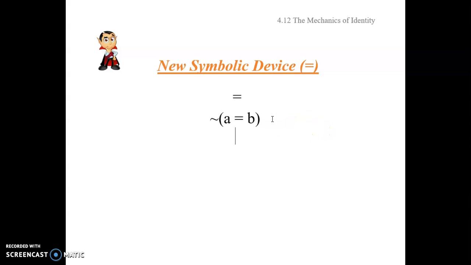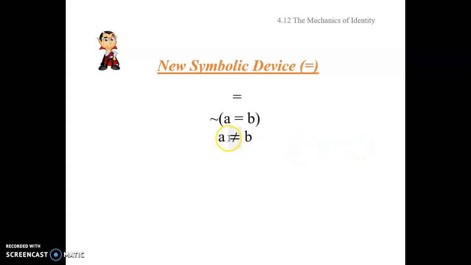Now, oftentimes we're going to write it slightly differently, so instead of writing it this way here, we can say that A is not identical with B, sometimes what we call numerical diversity, A is numerically distinct from B, by using this symbol. Let's see, I can pull it up here. Yeah, so this symbol, okay, so these two ways of writing things are equivalent for us.